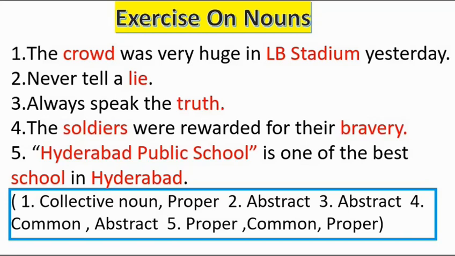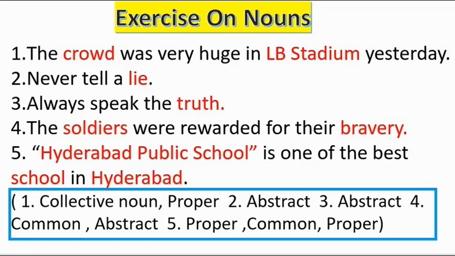Fourth one, the soldiers were rewarded for their bravery. Here two nouns are there, soldiers and bravery. Soldiers means in general we are saying. So that is why soldiers is a common noun, not a collective noun. Collective noun, army, comes. Collective is army, group of people. So soldiers is common noun. Bravery, this is also which we cannot touch. So feelings. So this is abstract noun.